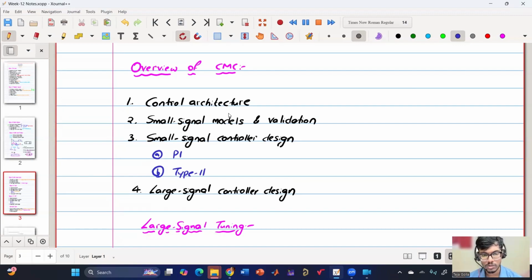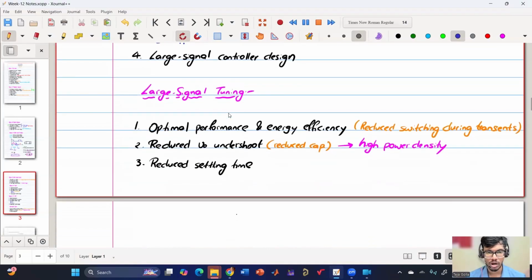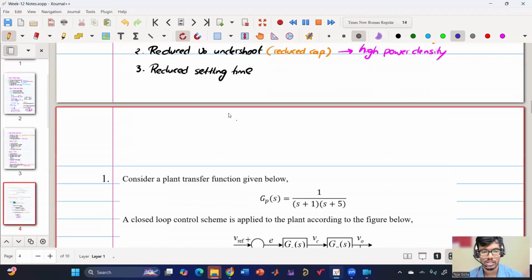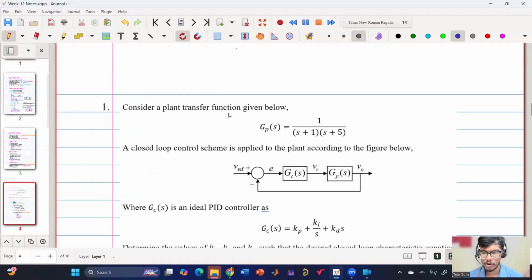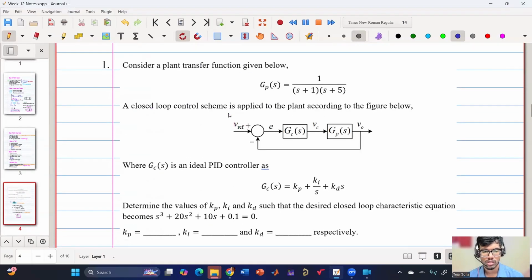And we have also discussed the large signal controller design to achieve time optimal performance, and how this performance can reduce the capacitance size because of the reduced undershoot and increase the power density, as well as the reduced settling time. The reduced switching events during transient will improve the energy efficiency. Then we have solved a couple of very simple problems, based on the characteristic equation.